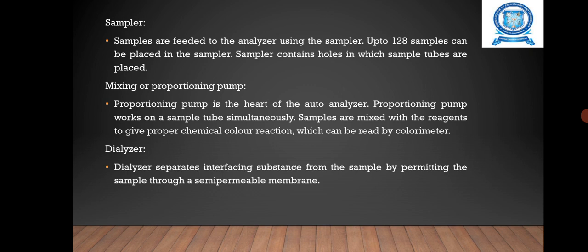Then the next one is the mixing or proportioning pump. That means it is the heart of the auto analyzer. It simultaneously proportions the sample. Here it is mixed with the reagents to give the proper chemical color reaction, which can be read by a colorimeter. Then the next one is the dialyzer. It separates interfering substances from the sample by permitting the sample through a semi-permeable membrane.